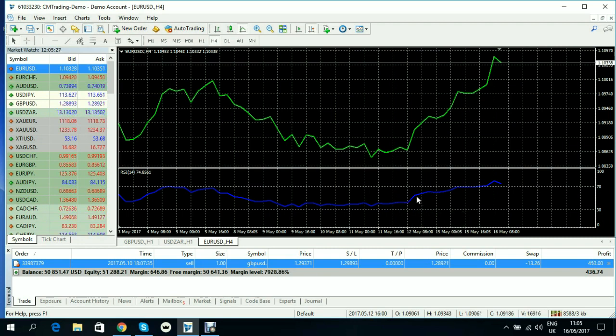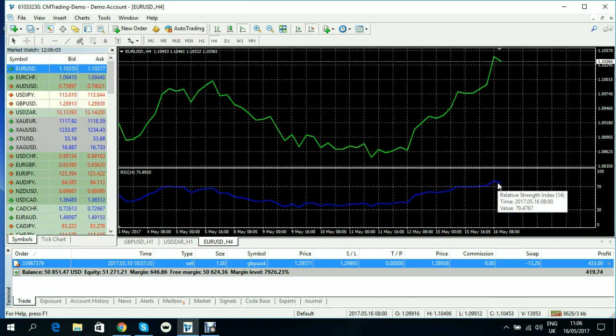this indicator is similar to stochastic in that it indicates overbought and oversold conditions as well. That is when the moving average, this line, the relative strength index line, goes above 70, then it indicates that the price is overbought and a reversal will soon happen.